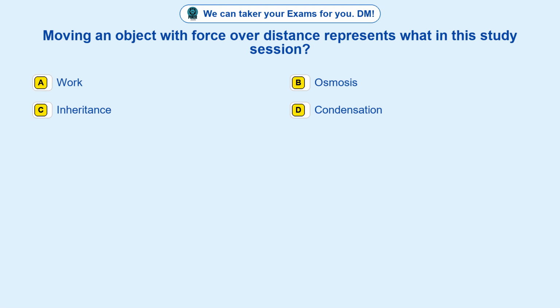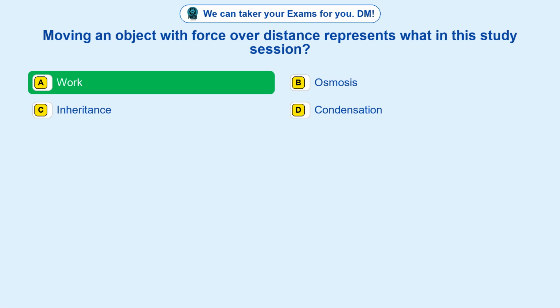Question 59. Moving an object with force over distance represents what in this study session? Option A, work. Option B, osmosis. Option C, inheritance. Option D, condensation. The correct answer is option A.